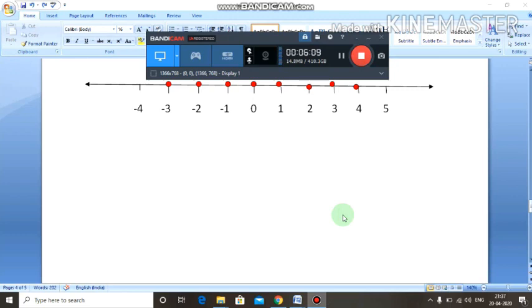Now homework: you have to solve all similar type problems which came in previous years. Okay, this part is homework.